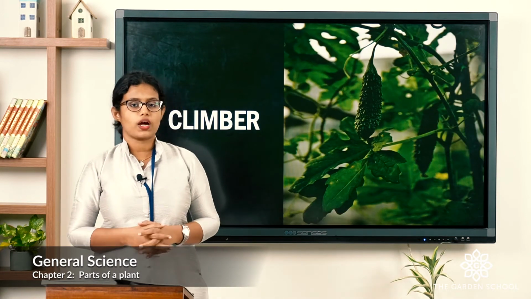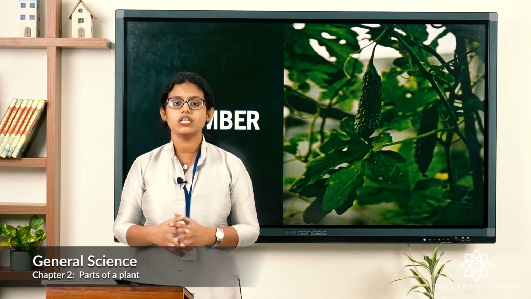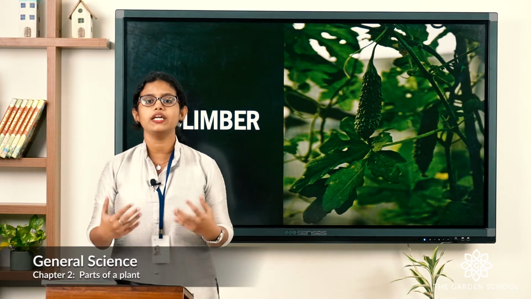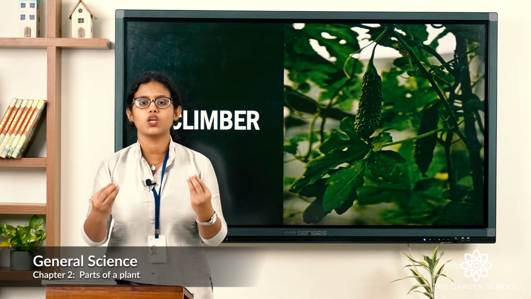What about the next one? Climbers. Have you heard about climbers? You could have seen many climbing plants like the bitter gourd, grapevine. All these are examples for climbers. There are plants which climb with a support. That means they climb with the support of another plant or they climb nearby objects. These plants cannot grow on their own. So they climb on nearby objects. That is called the climbers.